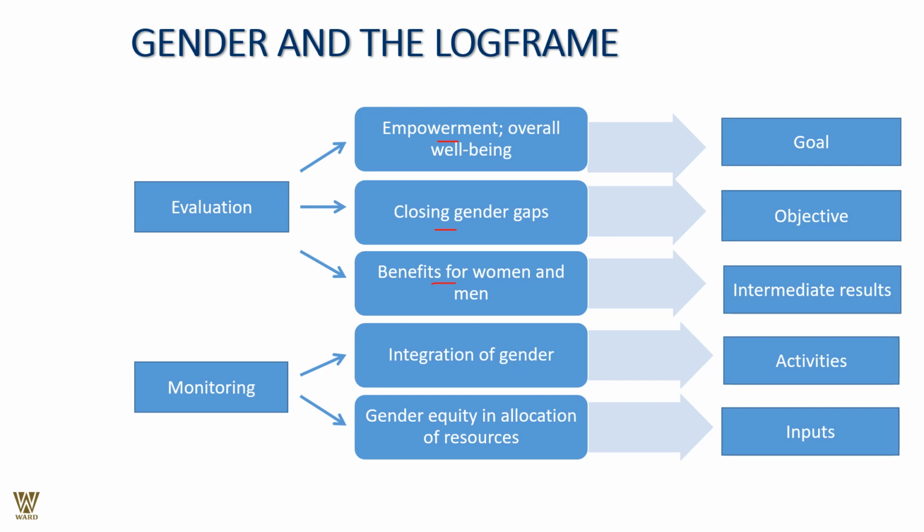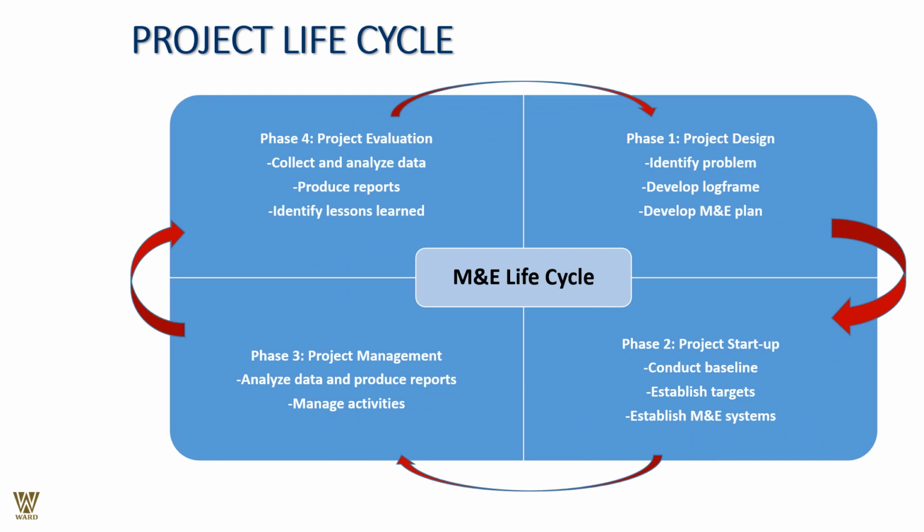Now evaluation is mostly outcome oriented, right? But what is monitoring? Monitoring is where the process is under way, it is being executed as time goes on. We're talking about the integration of the genders, probably of both the first gender, the second gender, and even the third gender, gender equity in allocation of resources. Yes, we are talking about everything from inputs to the goal. From inputs to activities, from activities to intermediate results, from intermediate results to objective and the goal. So yes, from monitoring to evaluation, that is what happens around here.